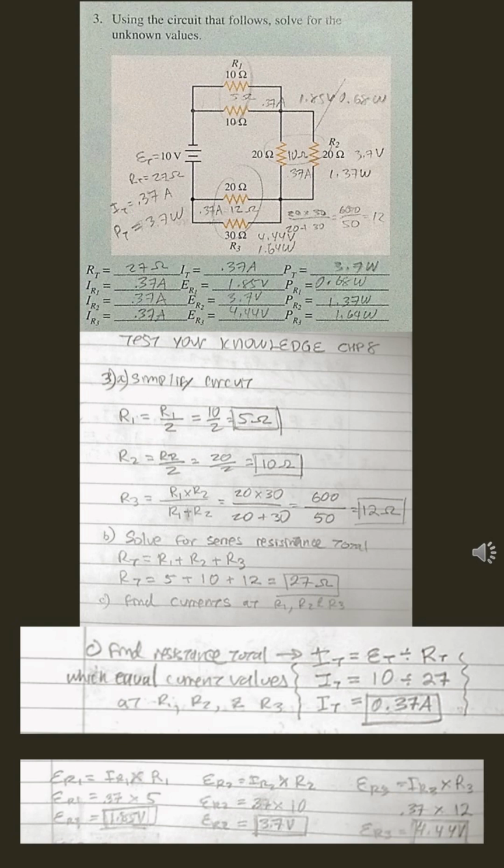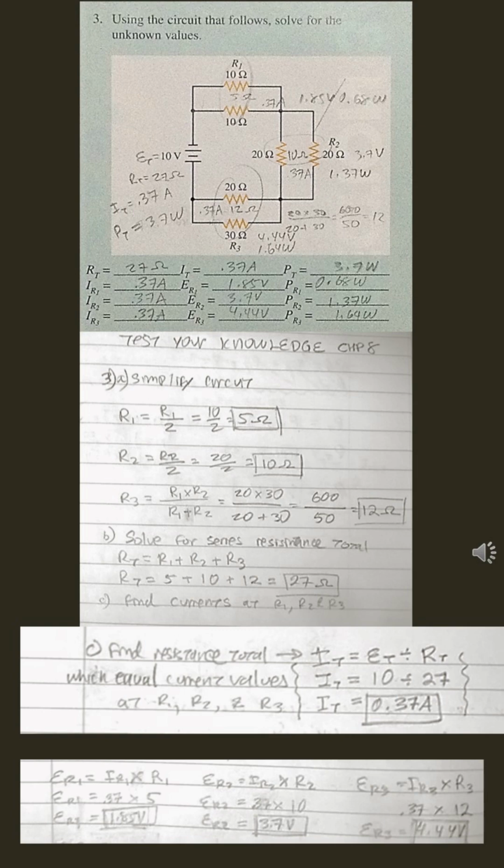Question 3. Using the circuit that follows, solve for the unknown values. This type of circuit is familiar since we worked on one that's almost identical on a previous problem, but we'll follow this one along since there may be a few differences. Again, we are solving for the unknown values, which are on your screen. They have already been filled in, but we'll work the computation so you can see how we went about finding the answers.